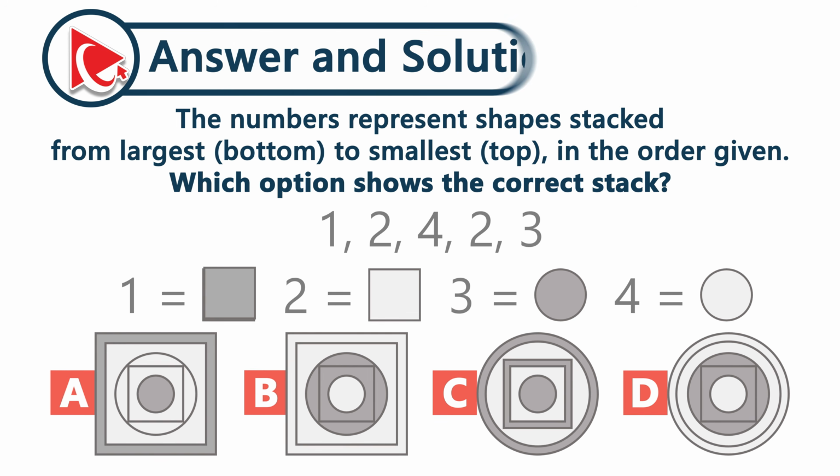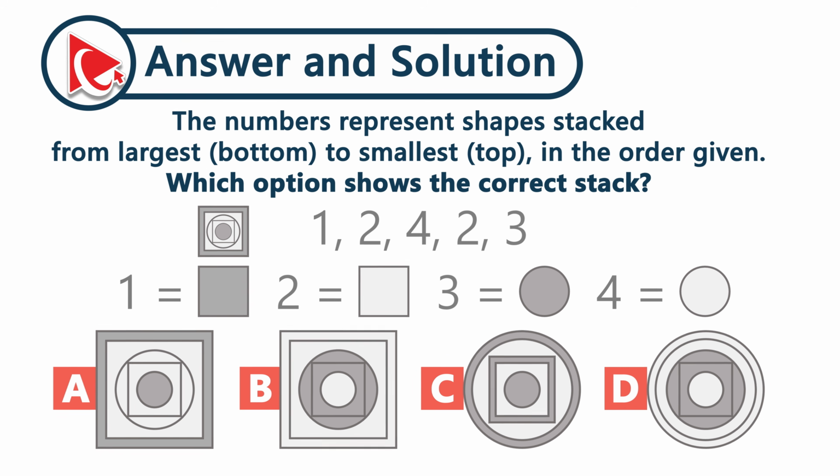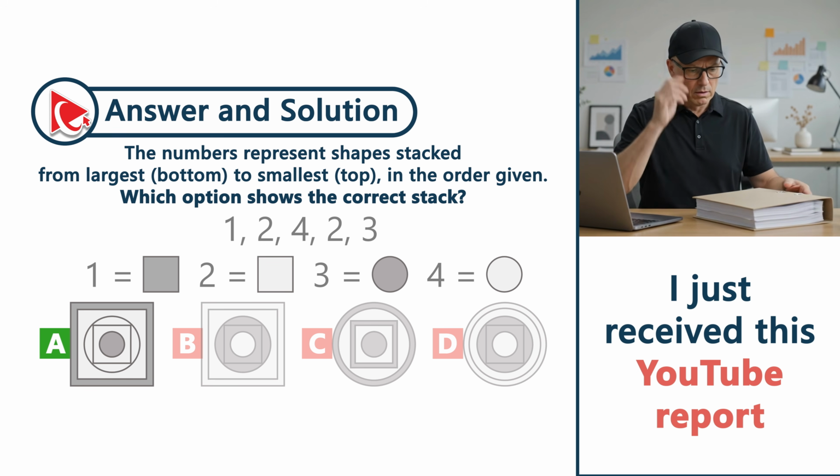Did you figure it out? Dark square is on the bottom, a soft light circle is in the middle, and finally, a bold dark circle is on the top. Which option captures the perfect stack? The correct answer here is choice A.